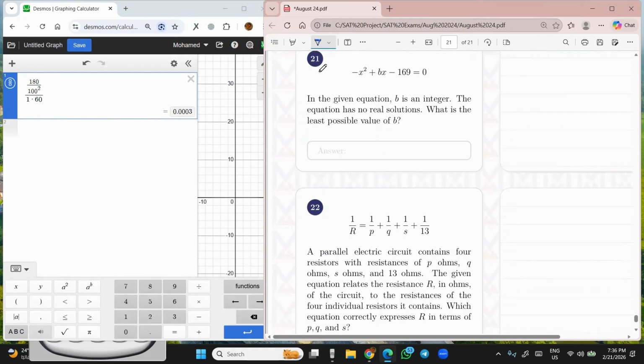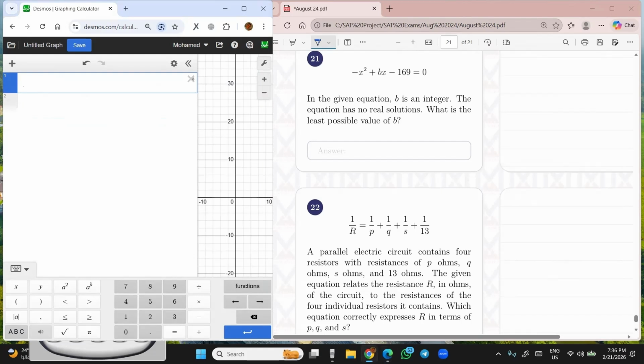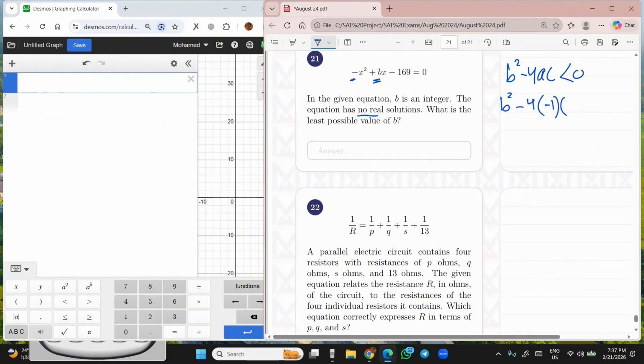Question 21, we have this equation. It's a quadratic equation. In the given equation, b is an integer. The equation has no real solutions. What is the least possible value of b? We can consider writing the discriminant, which is b squared minus 4ac. If we have no real solution, this must be smaller than 0. So we can substitute: b squared minus 4a, and a is negative 1, and c is negative 169, and this is less than 0.